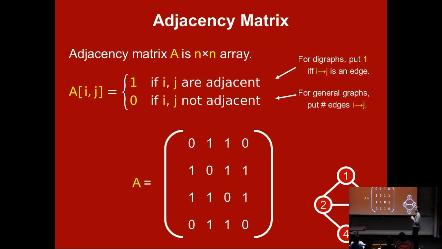And for general graphs, these graphs where you can have more than one edge between vertices, instead of putting 0s and 1s, you can put natural numbers, which represent the number of edges from i to j. And that could also have numbers on the diagonal, because self-loops would be allowed. OK, any questions about this concept?